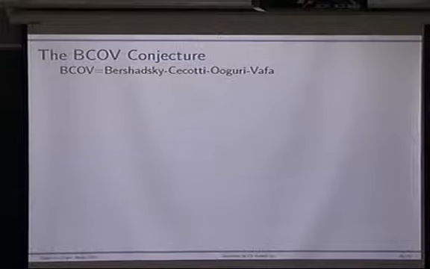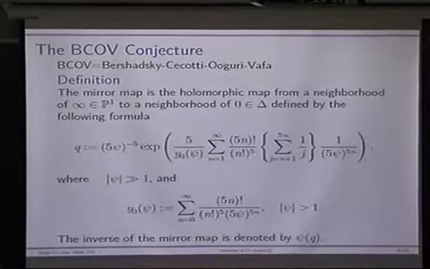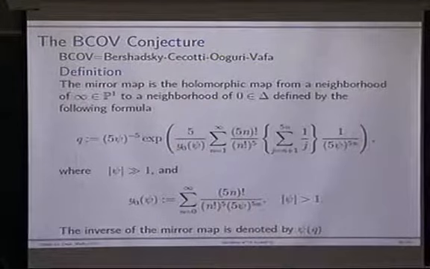It's to 5:30, right? So BCOV refers to four physicists: Bershadsky, Cecotti, Ooguri, and Vafa. In 1993 and 1994, based on mirror symmetry, they introduced a conjecture on mirror symmetry. So this is called the mirror map.